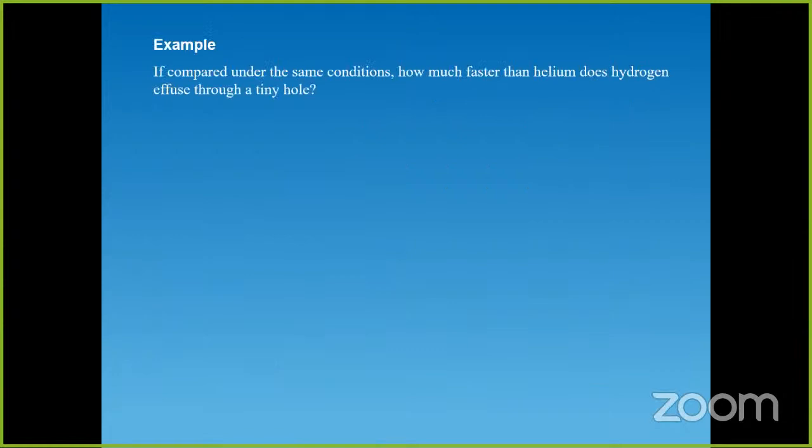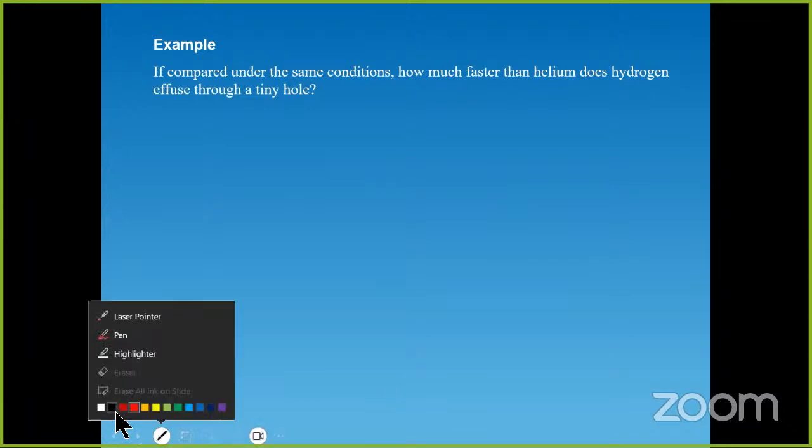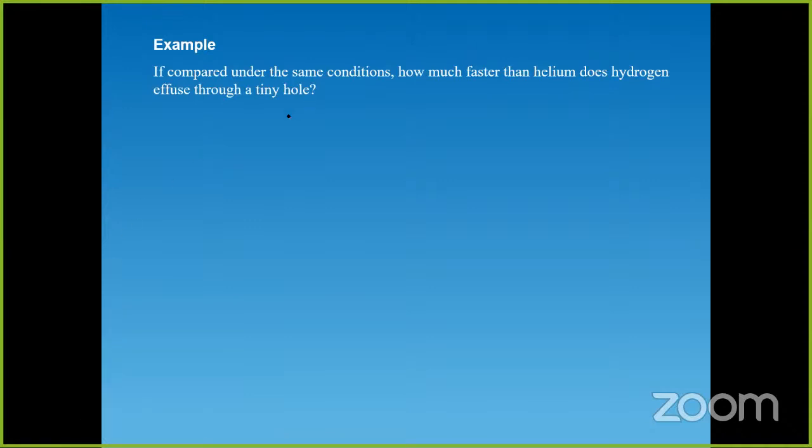Okay, so based on what we have learned, we should be able to do this question. This question says, if compared under the same conditions, how much faster than helium does hydrogen effuse through a tiny hole, all right? So the question is asking basically for you to compare the rates of effusion of hydrogen to helium, right? One way of expressing what the question is asking for is basically the ratio of the rate of effusion of hydrogen to that of helium, all right?